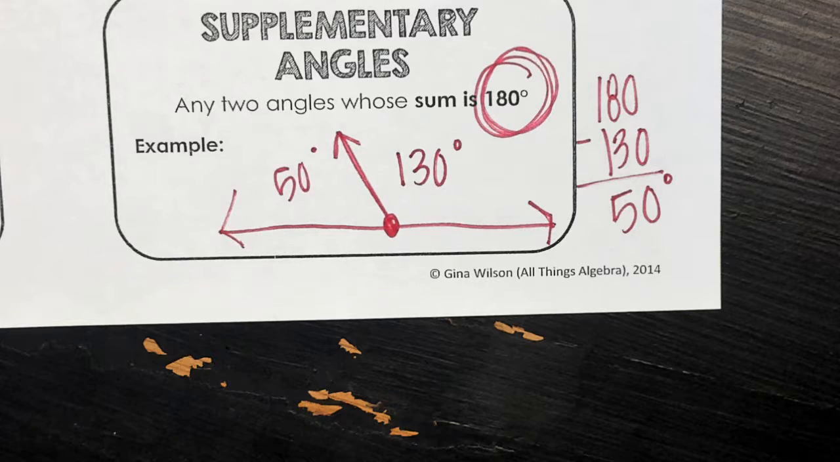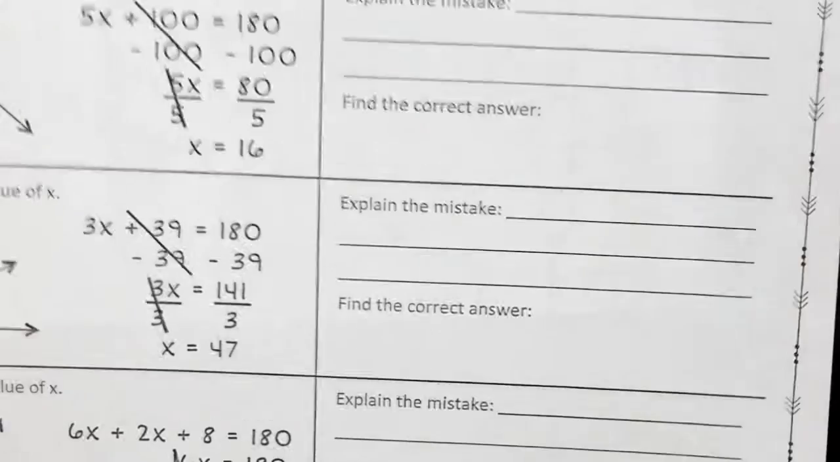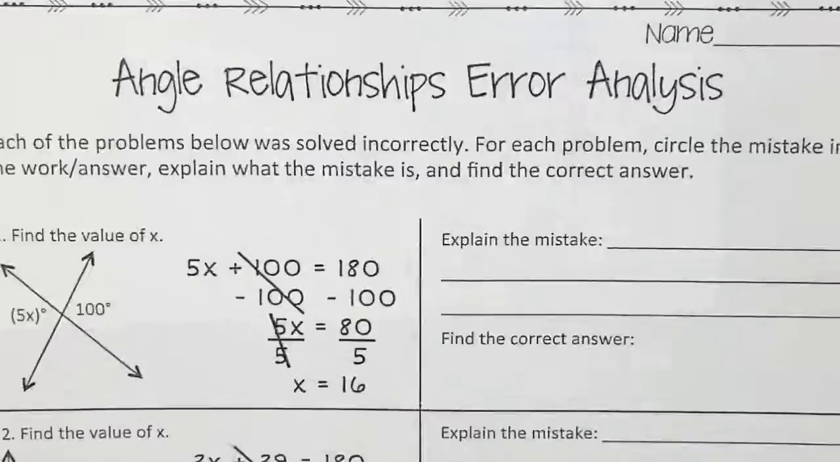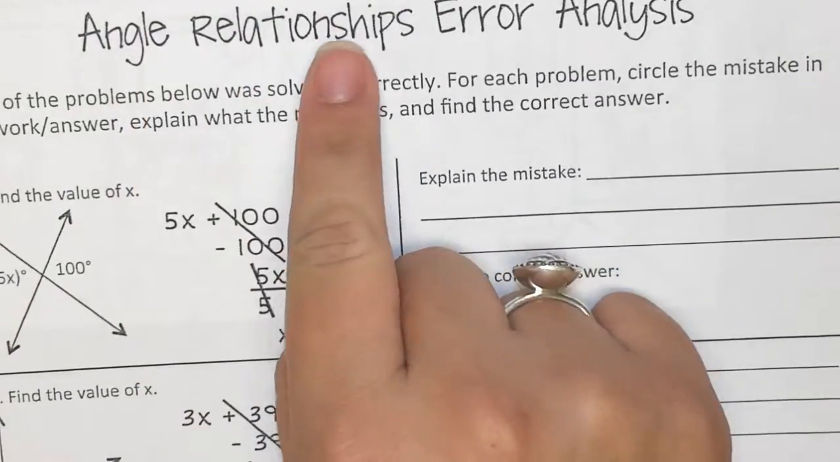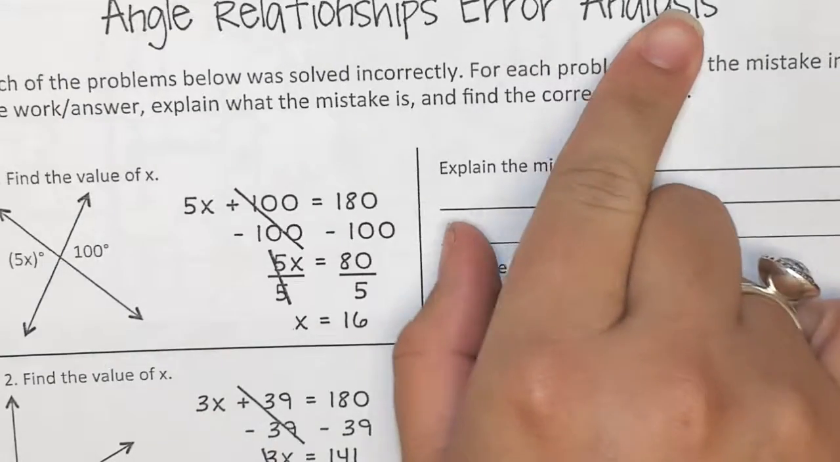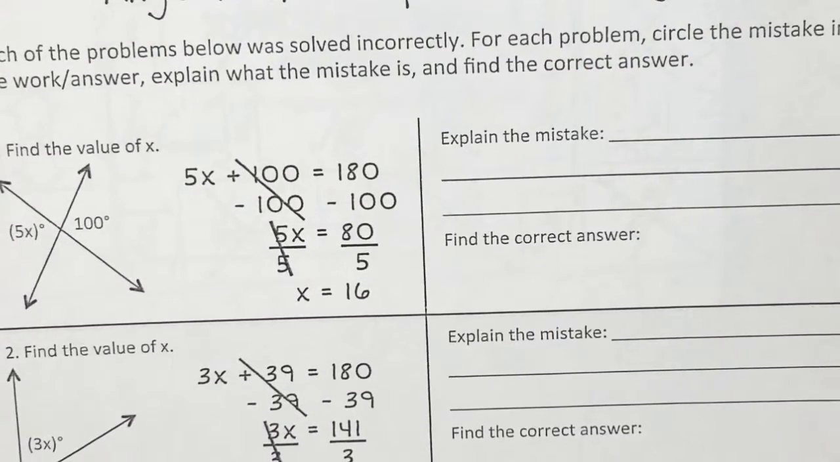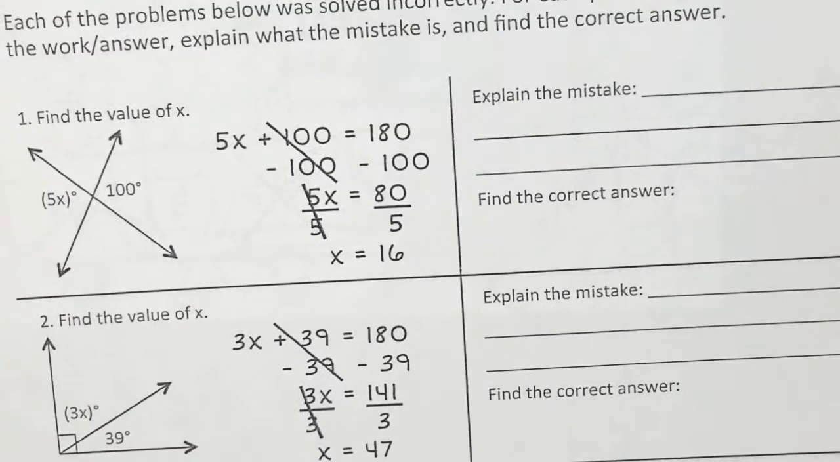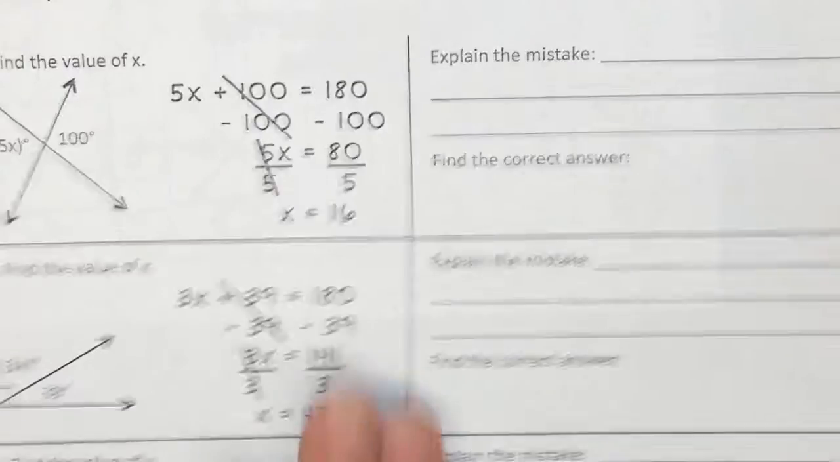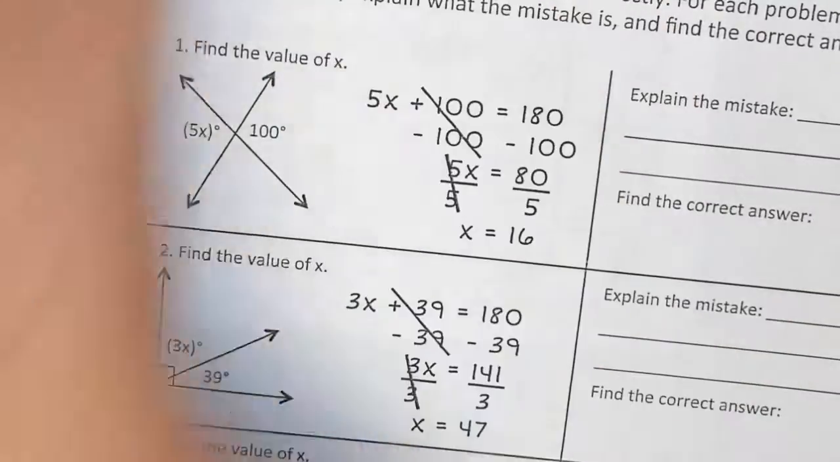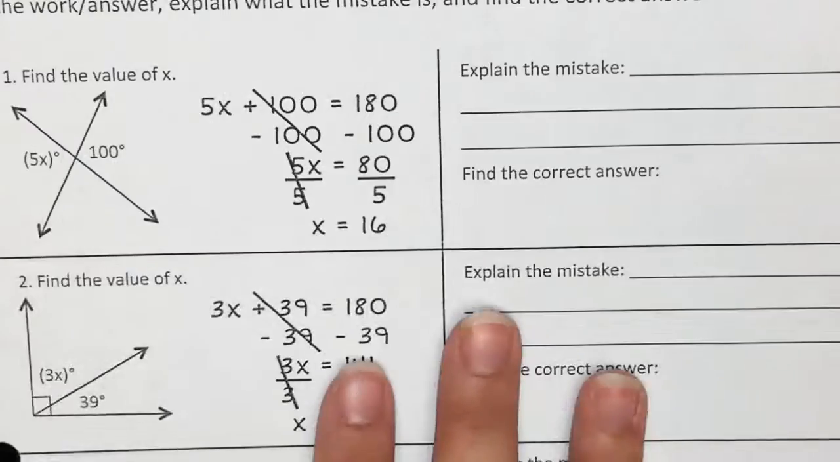Okay, let's look at the front of this first. This is titled Angle Relationships Error Analysis. So some of these on the front page are wrong. We're looking at the front page, guys, not the back. Some of these are wrong. We have to figure out first of all if they're wrong, and second of all, why.